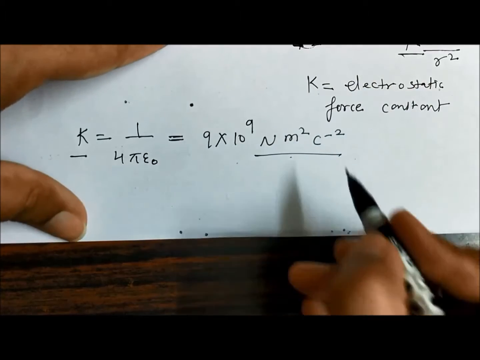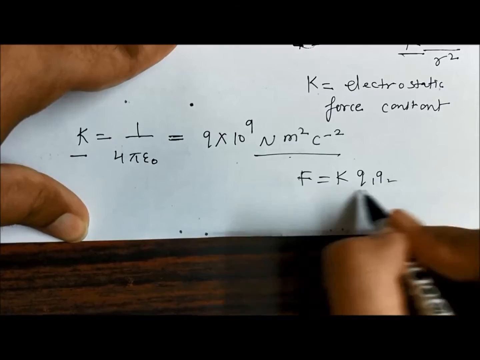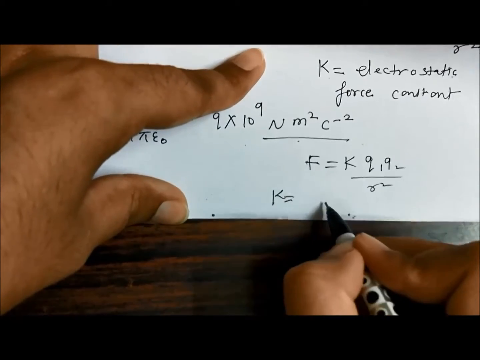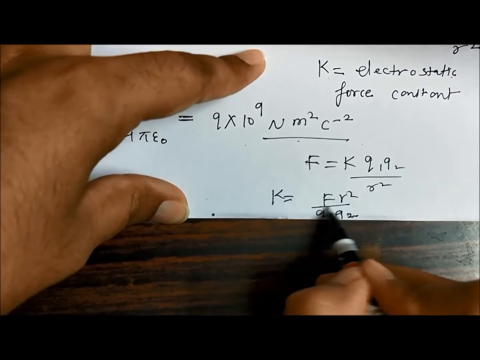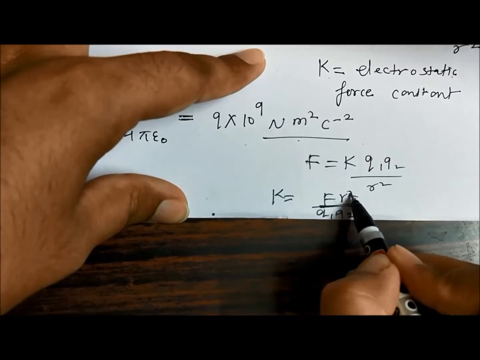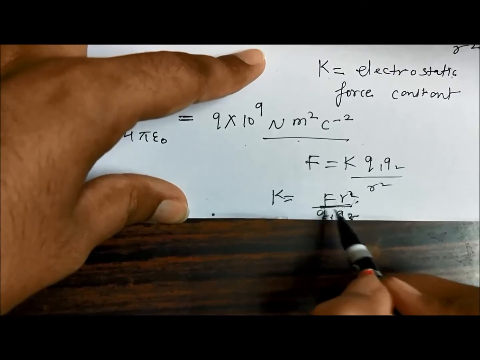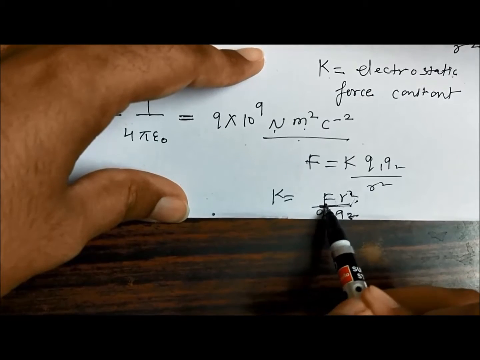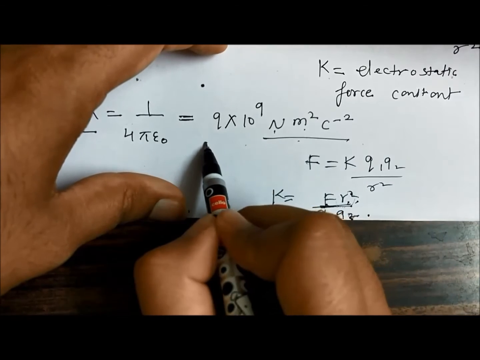We can find this very easily. As F is equal to K Q1 Q2 upon R square, then K will be F R square upon Q1 Q2. F's SI unit is Newton, R is distance in meter square, Q1 and Q2 in Coulomb per Coulomb square. So its SI unit will become Newton meter square per Coulomb square, and the value is 9 into 10 raised to power 9.